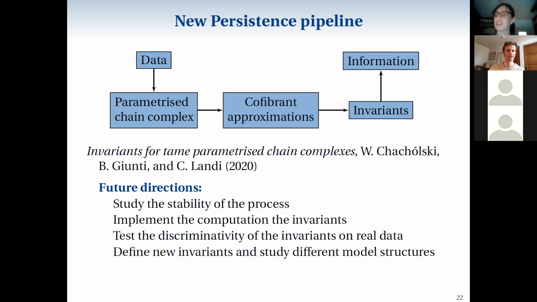Then of course, I showed you an example that we can carry new information using these new persistent diagrams. But what exactly does it mean on real data? That we still do not know. And of course, I invite you to define new invariants and to define new different model structures on the tame parametrized chain complexes, because there can be many. So I presented you just one of them. And with that, that's all. Thank you very much.